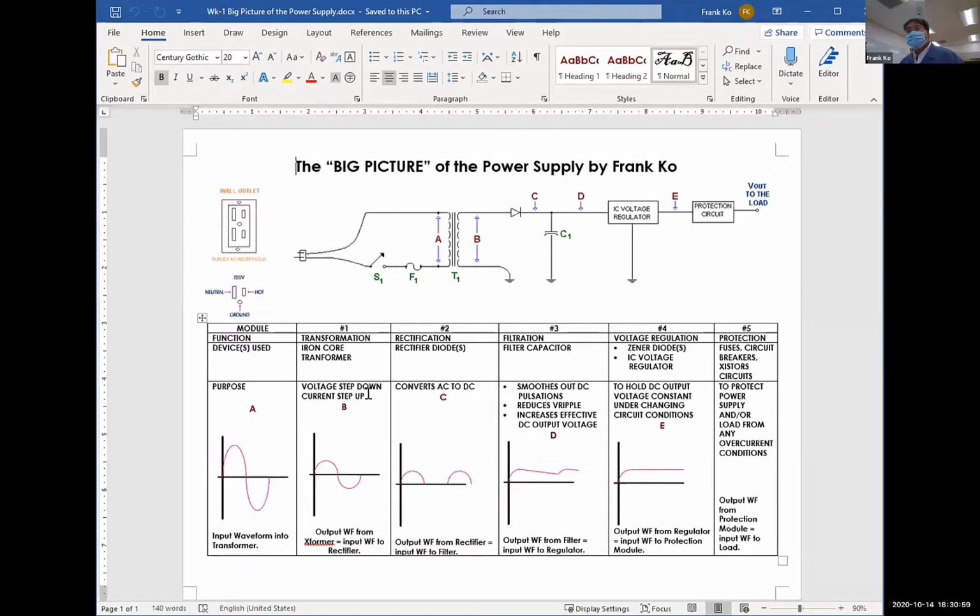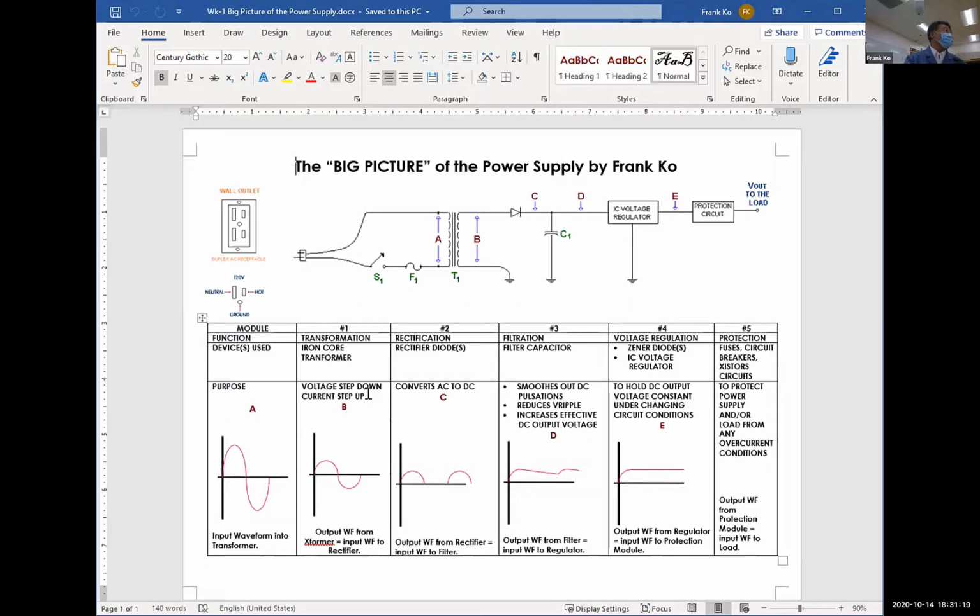Now, what is module number 2? Module number 2 is identified with what function? Rectification. Everybody get used to saying the word rectification. Yes. Rectification uses what devices to accomplish this? They are called rectifier diodes, not just any diode.